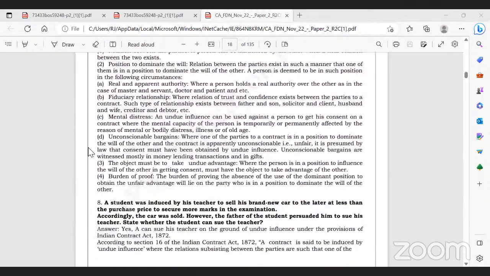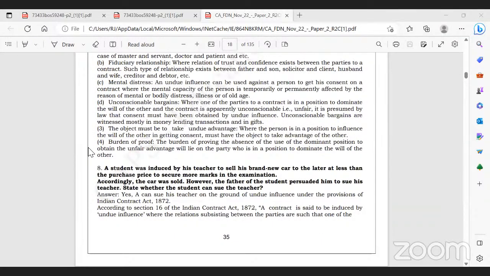Next was a theory question. A student was induced by his teacher to sell his brand new car to the latter at less than the purchase price to secure more marks in the examination. Accordingly, the car was sold. However, the father of the student persuaded him to sue his teacher. State whether the student can sue the teacher.